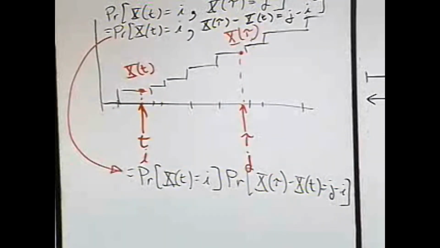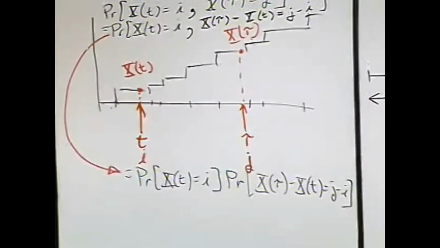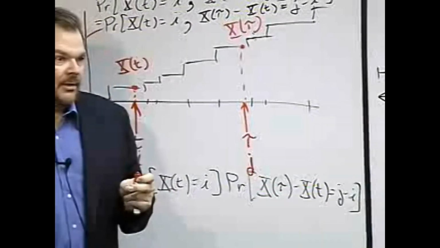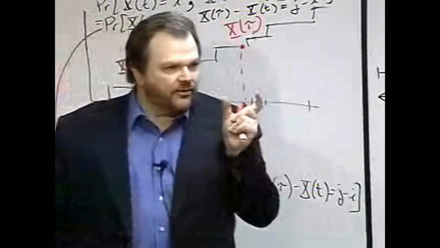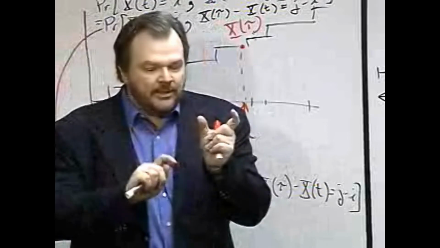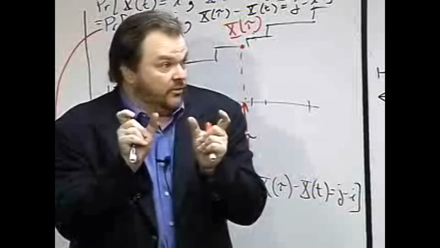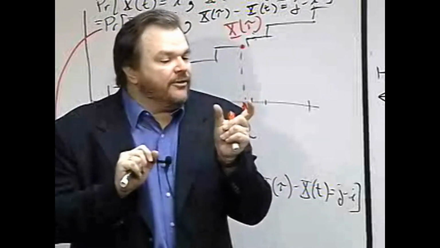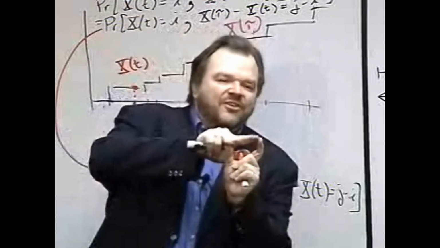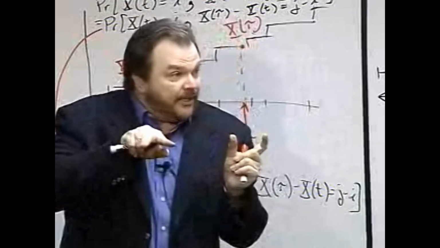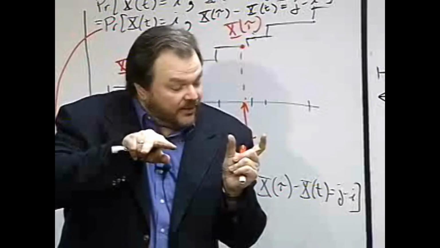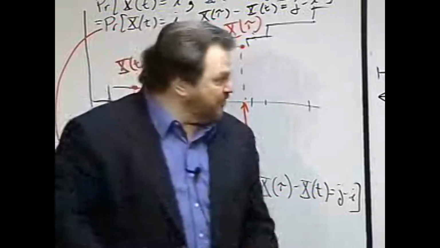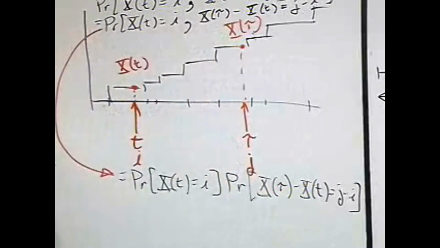Notice I'm using the same flavor of analysis that I did on the sum process. Remember where we did a summation of IID random variables? And we said that the difference between two intervals was independent of the difference between two, the number of points, the difference of the stochastic process on an interval was independent of the difference of this.